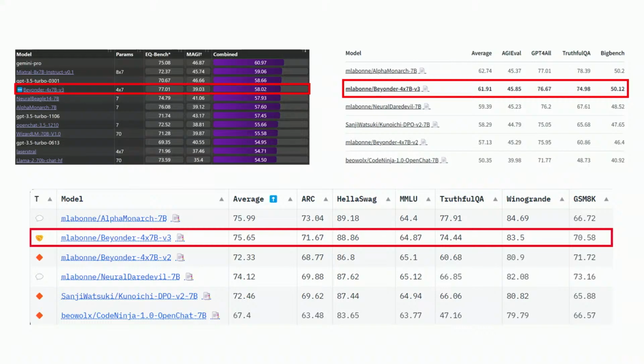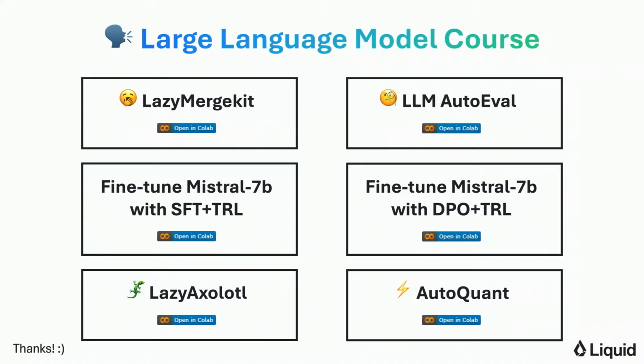And here you can see the results of the Beyonder model. The other models I'm comparing to are the source models that I've used in this merge. So it's quite remarkable to see that it's actually performing better than the source models on a lot of different benchmarks. So yeah, that's it for me.